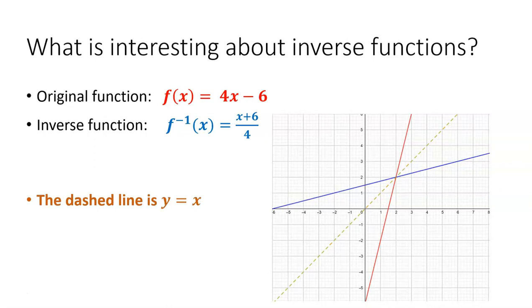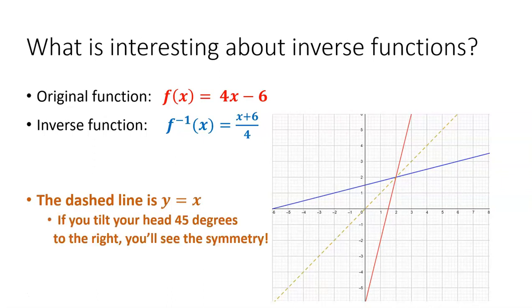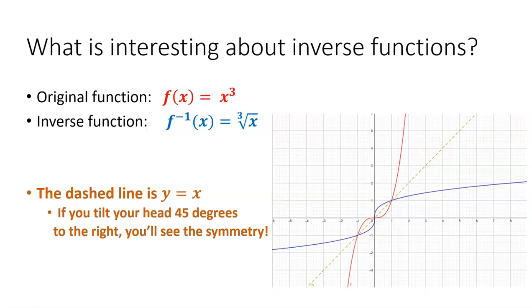Now if you tilt your head to the right 45 degrees, maybe you'll notice that these are symmetrical. When you have your head tilted at 45 degrees, the left and right side of that dashed line are the same. Here's another cool one. F of x equals x to the third power, and it turns out its inverse buddy is the cube root of x. If you tilt your head 45 degrees, you'll see the symmetry here and how the left and right sides are the same. It's like there's a mirror on y equals x.